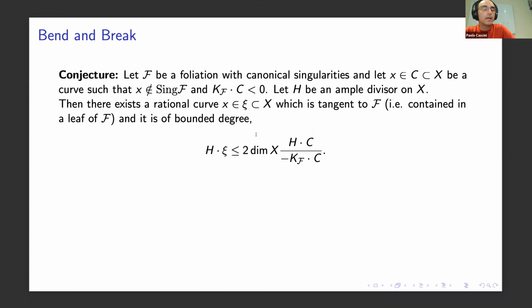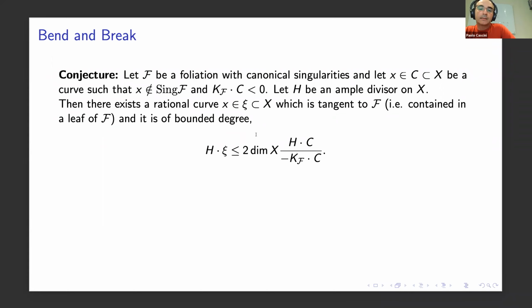Okay, so let's start to talk about results. Let's start to talk about what we know about this foliation. So let's go through the steps of the Minimal Model Program as usual in birational geometry. The first step, after Rosenack's theorem, is Mori's bend and break.